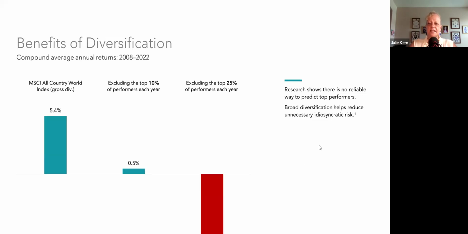So the bottom line here is that research shows there's no reliable way to predict the top performers, and broad diversification helps reduce any unnecessary idiosyncratic risk.